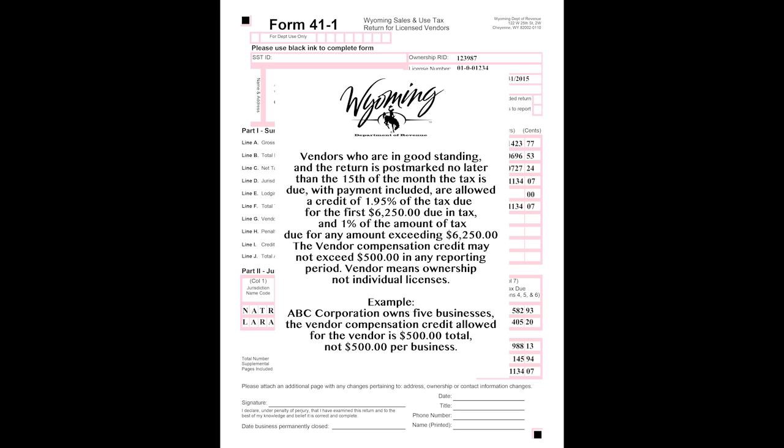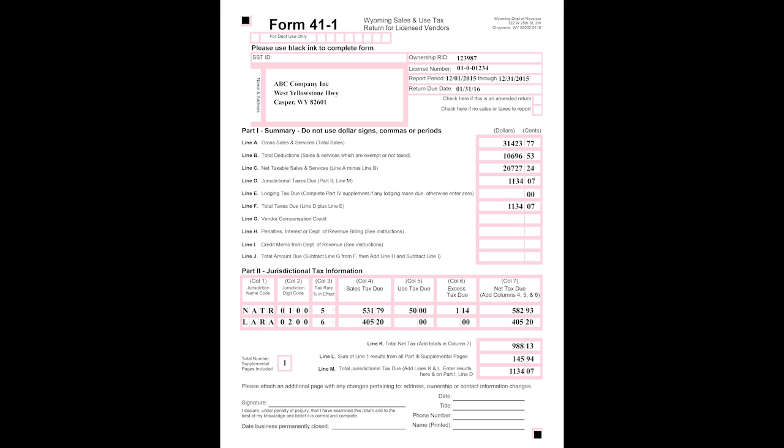Vendors are allowed a credit of 1.95% of the tax due for the first $6,250 in collected tax. Anything over that is calculated at 1%. Please note that vendor compensation credit may not exceed $500 in any reporting period. And the vendor in this case means the ownership, not the individual licenses. Please refer to the vendor's manual or contact the Wyoming Department of Revenue if you have any questions. So in this case, the vendor is filing and paying their return by the 15th of the month, and they are eligible for the credit.